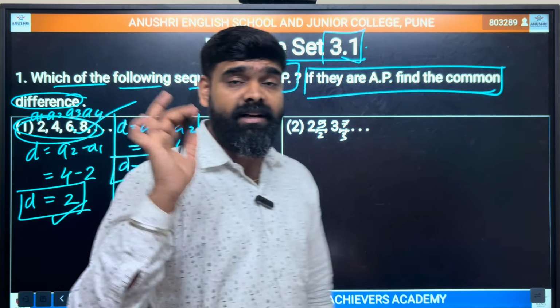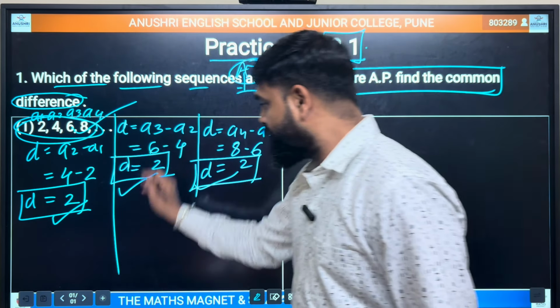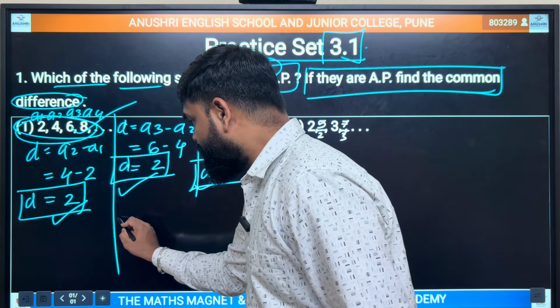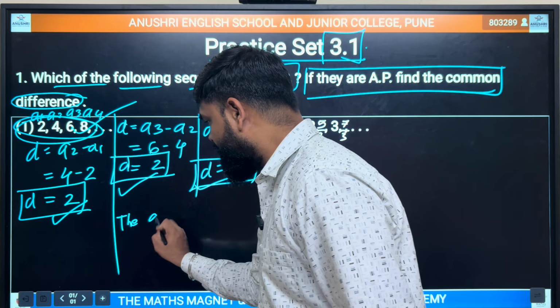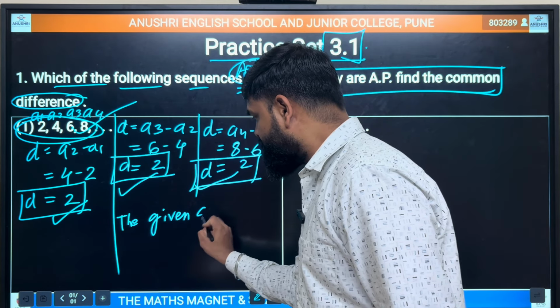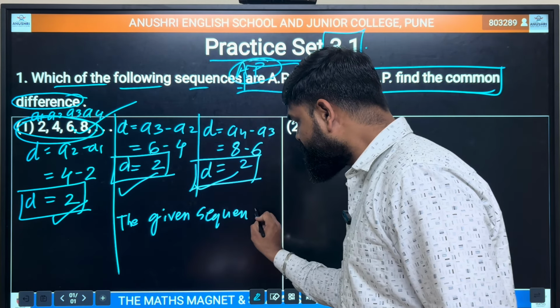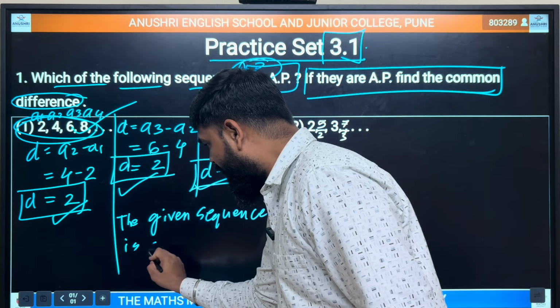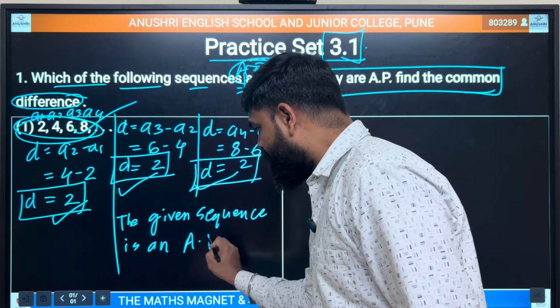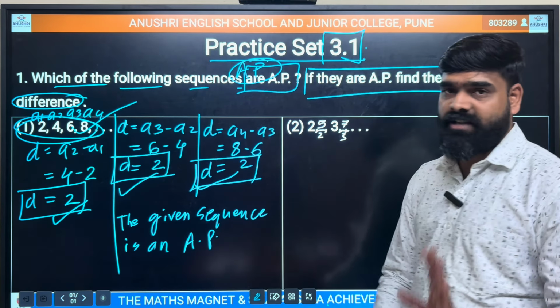So you have to write the answer in statement form. That will be: the given sequence is an AP. Okay, the given sequence is an AP.